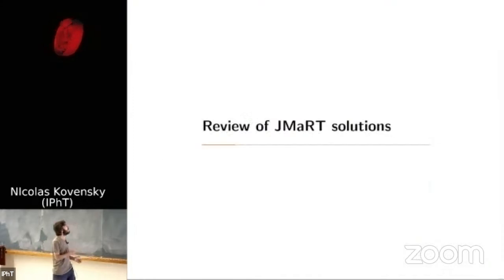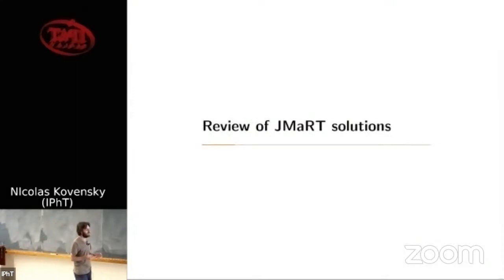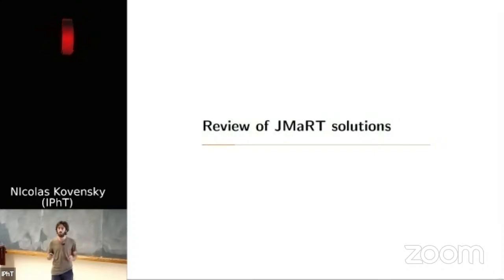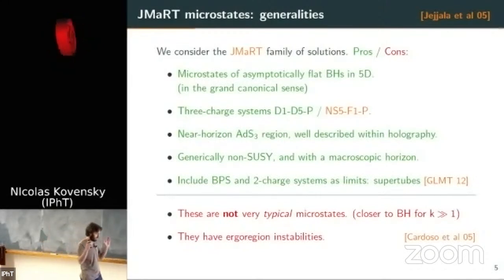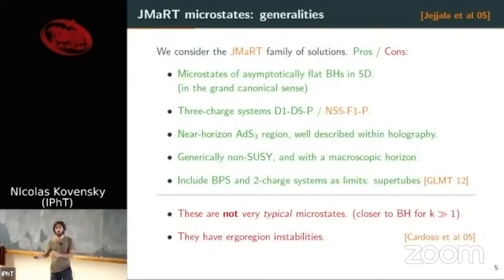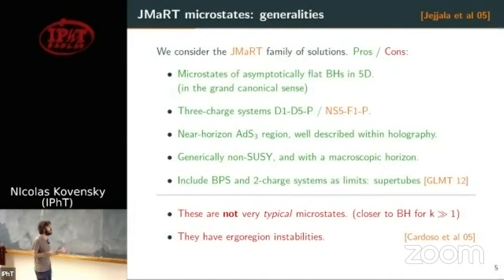Okay. So let me just give a very, very brief view of some of the things that David just said, and just those that are going to be important to me. And please interrupt me if you have any questions, of course. So I'm going to be focusing on a set of states that, as David said, are called the JMaRT family of solutions, largely in terms of this paper, but also previous authors before for some particular cases or subfamilies of it.